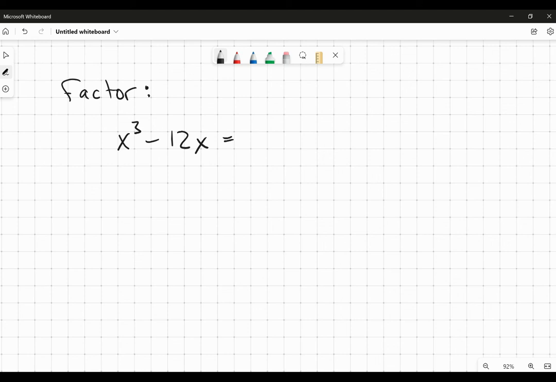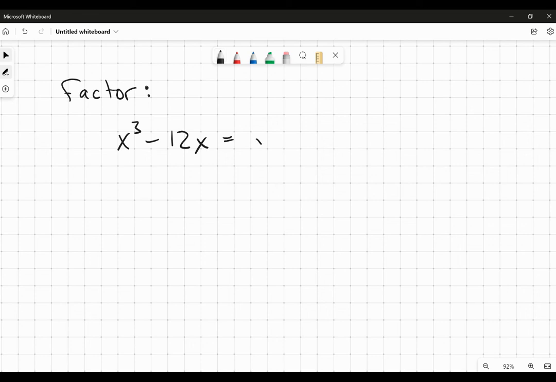All right, hi everybody. We're going to take a look at another example of factoring here. So I've got this expression x cubed minus 12x. Notice I've got two terms, and there's a subtraction between. So it suggests this could be a difference of squares, but x cubed and 12x aren't perfect squares. However, there is a common factor of x, and you should always be looking for common factors first.